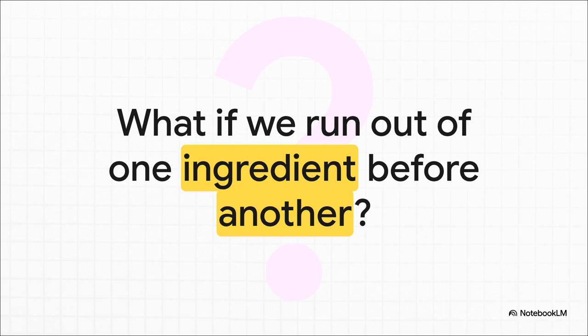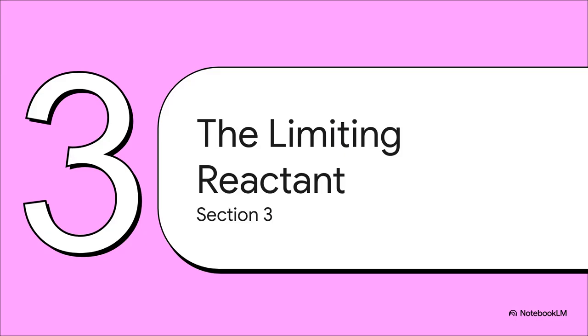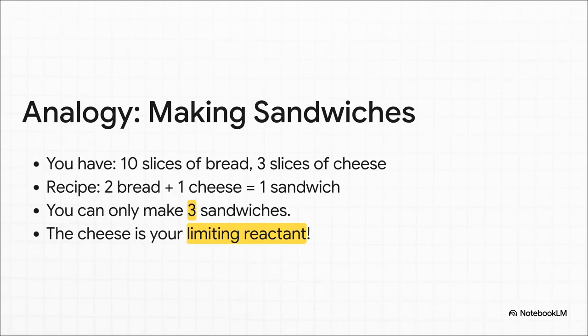So what happens then? This is a super common problem, and it brings us to the third tool for our kit: figuring out which ingredient is going to run out first and grind the whole production line to a halt. You know what? Before we get back to the chemicals, let's just think about making sandwiches.